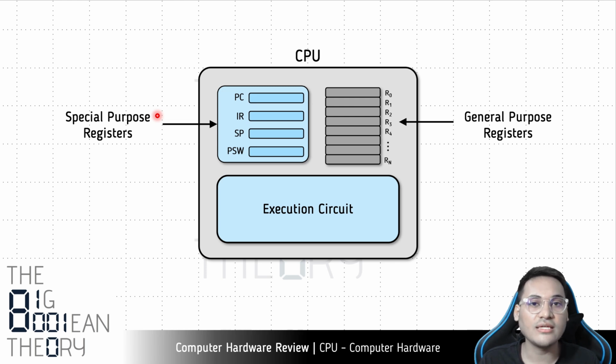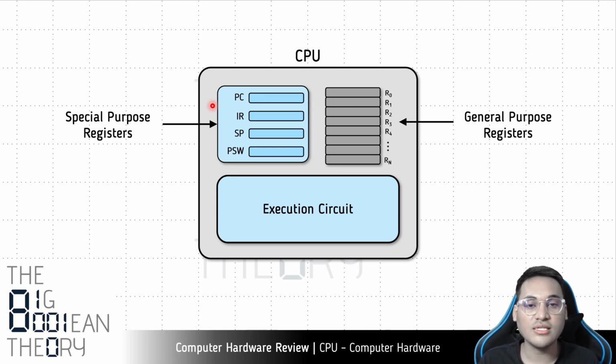So here I have taken some examples. There are many special purpose registers. I have taken only a few. I have taken 4 examples. So let us now talk about these registers one by one. The first one, that is PC, is short form for program counter.